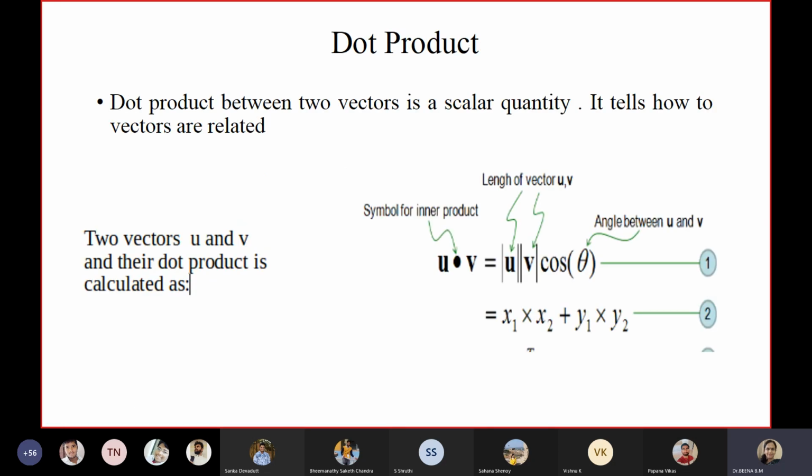Next, dot product, how it is calculated in SVM. The dot product between two vectors is a scalar quantity. Look at this equation, it shows how the vectors are interrelated. So what is the product? Modulus of u into modulus of v into cos theta. What is this cos theta? It is the angle between the vectors u and v. If you fetch the values for u and v, you will get x1 into x2 plus y1 into y2 cos theta.